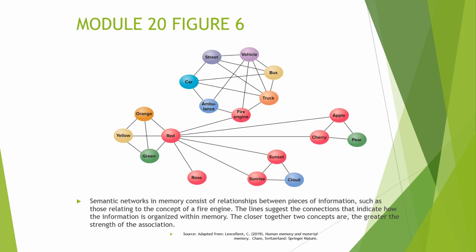With fire engine, this is a vehicle, while a bus and a truck and an ambulance is also a vehicle. Vehicles ride down the street. So you can see how this is a semantic network. We have one word or one concept, fire engine. And this will lead to all these other different clusters of interconnected bits of information.